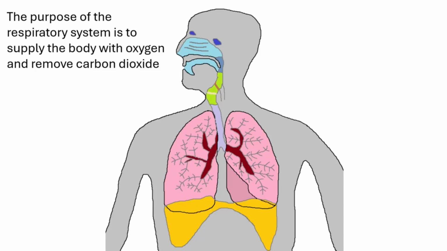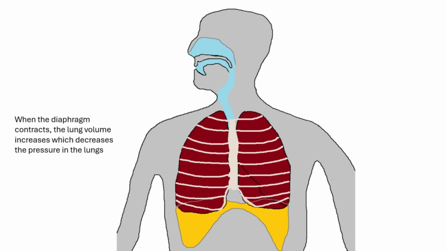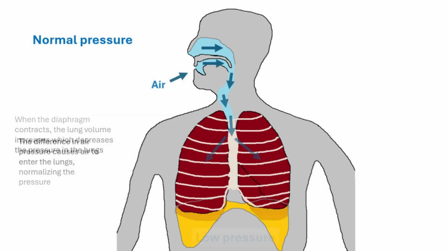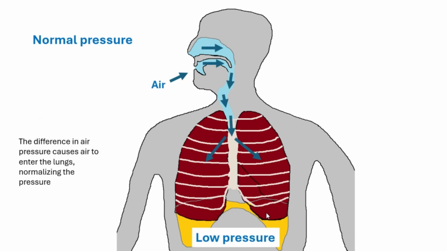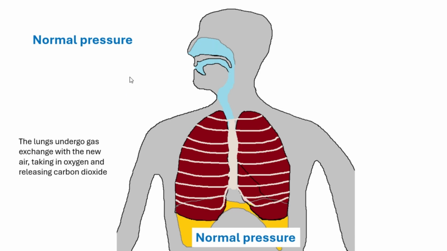Hello, everybody. Let's talk about the respiratory system, whose purpose it is to supply the body with oxygen while removing carbon dioxide. Inhalation works by having the diaphragm muscle contract, which pulls the lungs down. As the space inside the lungs expands, the pressure becomes lower. Since the pressure outside the body is higher than the pressure inside the lungs, air will flow from outside the body into the lungs. Gas is exchanged with the new air that flows into the lungs, causing oxygen to enter the bloodstream and carbon dioxide to leave the bloodstream.